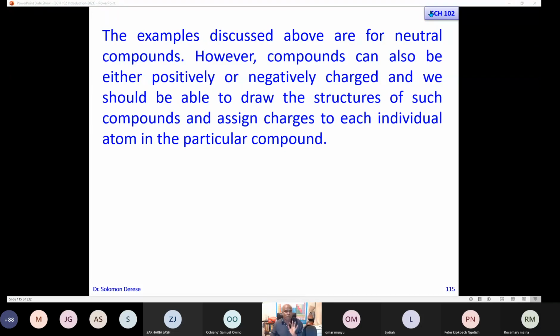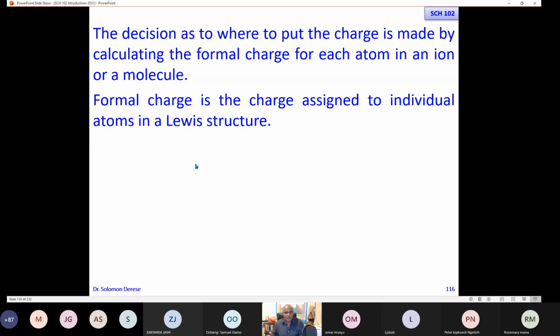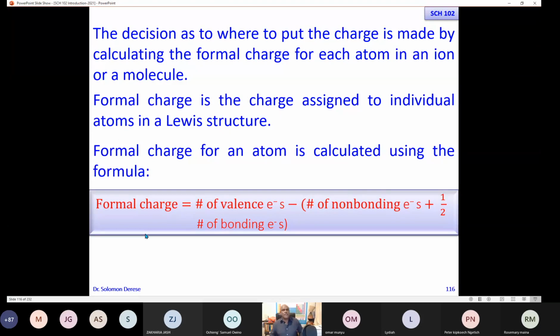So this is called formal charge, and that's what we are going to discuss. The decision as to where to put the charge is made by calculating the formal charge on each atom in an ion or a molecule. Formal charge is a charge assigned to an individual atom in a Lewis structure, and it is calculated using a simple mathematical formula.